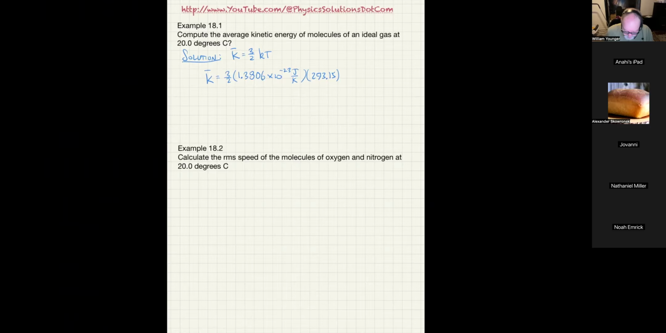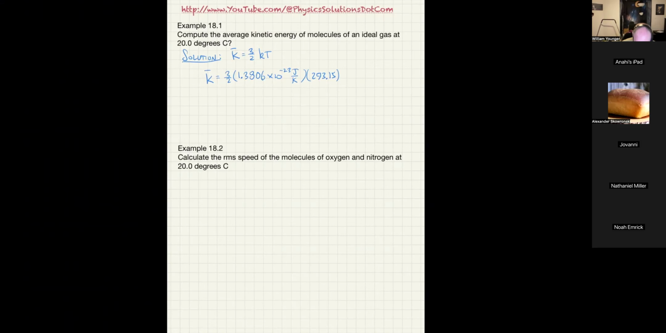So now when I do this, I have to take 3/2, which as I told you is 1.5. So I'm going to say 1.5 times 1.3806 times 10 to the negative 23 times.